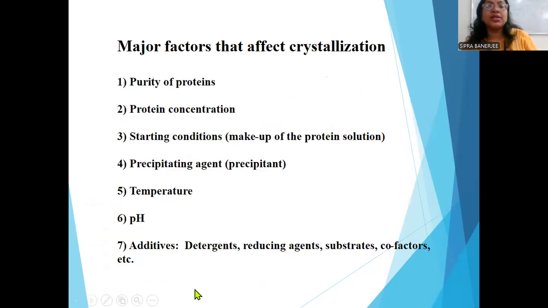Now, the major factors that affect crystallization, which is the most crucial for your study. Here: purity of the protein or substance, protein concentration, starting condition, precipitating agent, temperature, pH, and additives, like detergent, reducing agent, substrate, and cofactors.